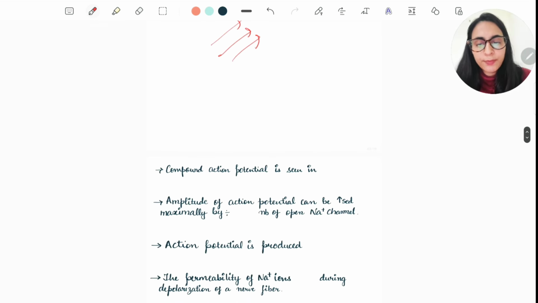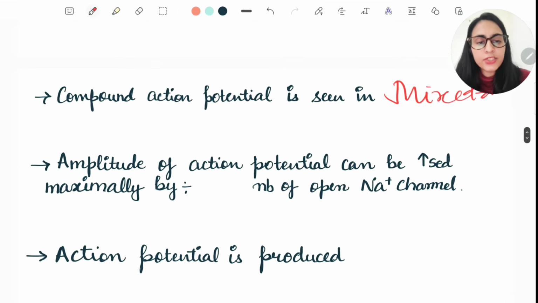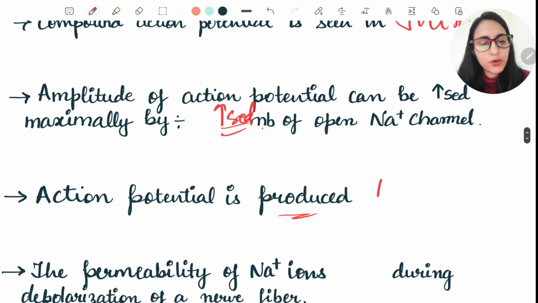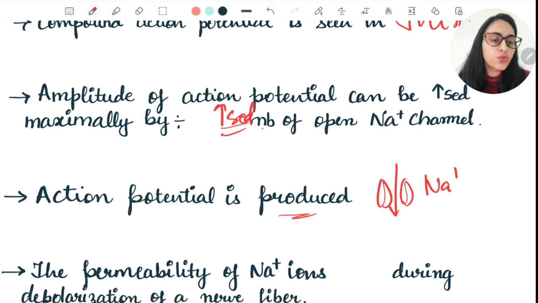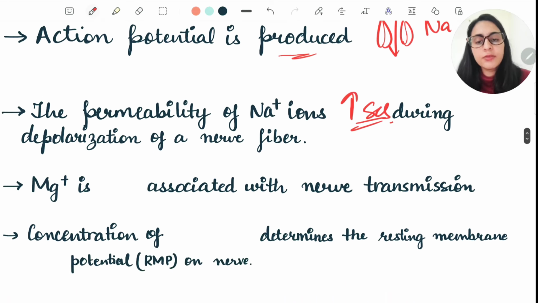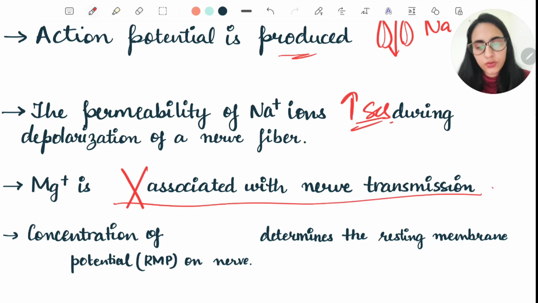Now compound action potential is seen in mixed nerve. Amplitude of the action potential can be increased maximally by an increased number of open sodium channels. Action potential is produced because of the influx of sodium. The permeability of the sodium ion increases during the depolarization of a nerve. Magnesium is not associated with the transmission of the nerve. Concentration of potassium determines the resting membrane potential of the nerve.